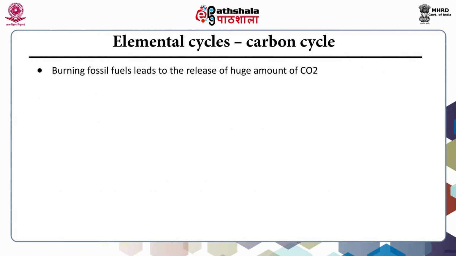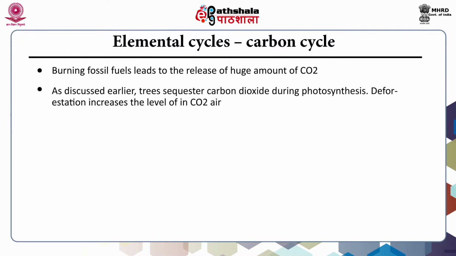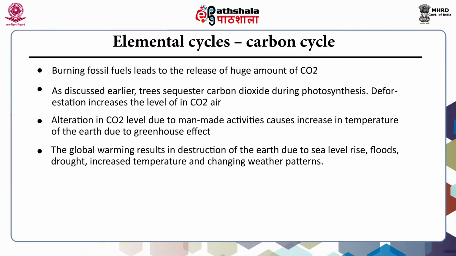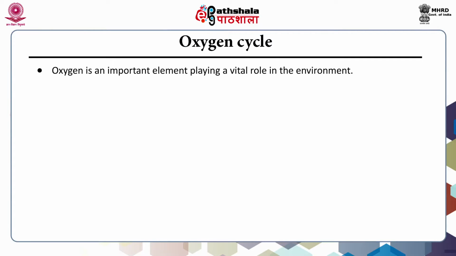The impacts caused by the anthropogenic activities are: 1. When you burn fossil fuels, they release a huge amount of carbon dioxide. The trees that sequester carbon dioxide during photosynthesis are cut as a part of deforestation, so the level of carbon dioxide automatically increases and alters the CO2 level in the atmosphere. Thus, these man-made activities cause an increase in the temperature of the earth due to the greenhouse effect. Global warming results in the destruction of the earth due to sea level rise, floods, drought, increased temperature and the changing weather pattern.